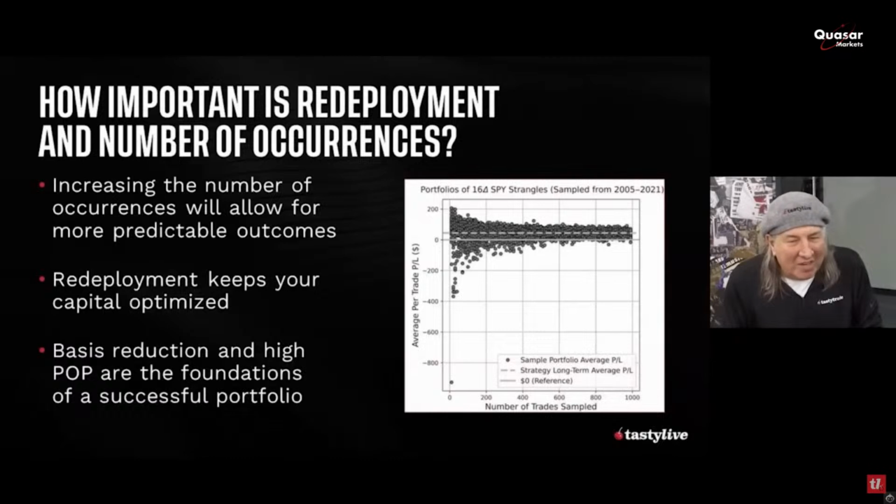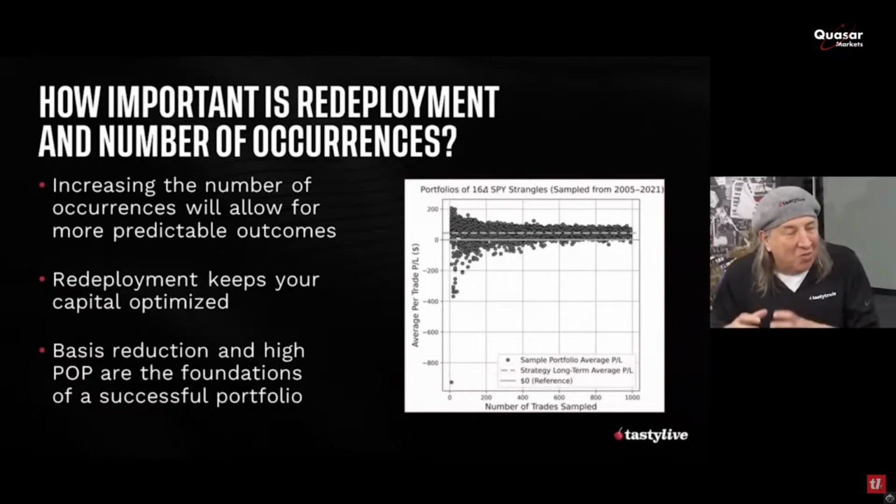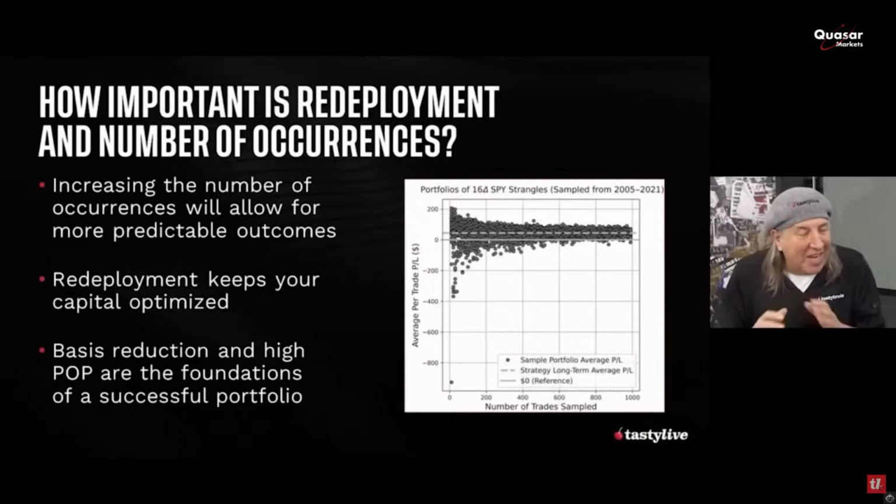When you start to get down between 600, 800, or 1,000 trades, everything starts to narrow and there's very little outlier moves. When you get even more than that, 2,000 to 5,000 trades, it becomes a very narrow line. That's what this is all about. Creating occurrences allows for a more predictable outcome. Redeploying capital and keeping your capital optimized gives you the capital to do what you need to do. And then again, it's all about basis reduction and high pop.